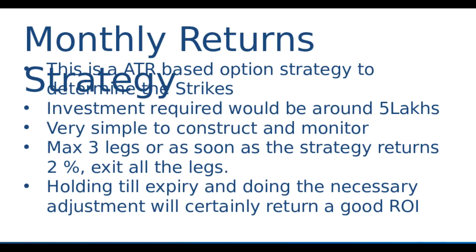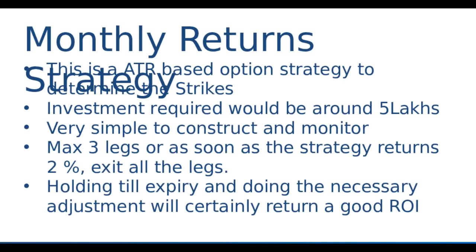Okay. Let me cover the points, and then I'll go to the construction part. Let's see, maximum 3 legs, or as soon as the strategy returns 2%, exit all the legs. Holding till expiry and doing the necessary adjustment will certainly return a good ROI. There are times where a single leg has given around 4.5% to 5%, 7% as well. Okay. Possible. All right. I'll cover that.